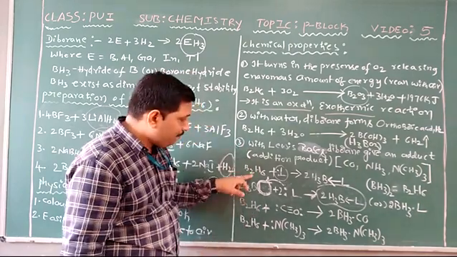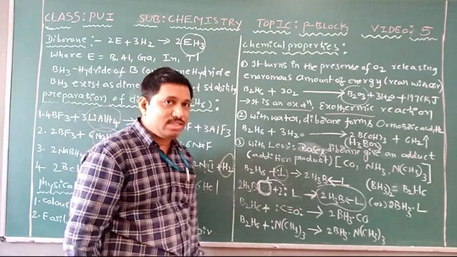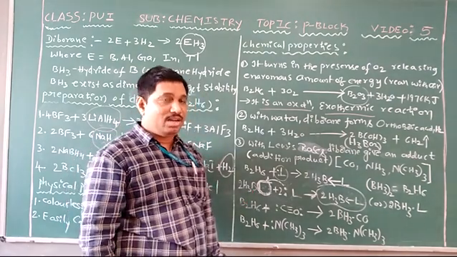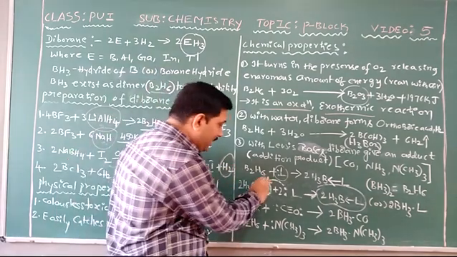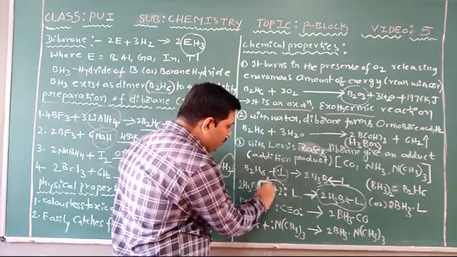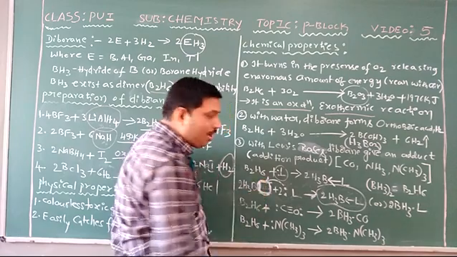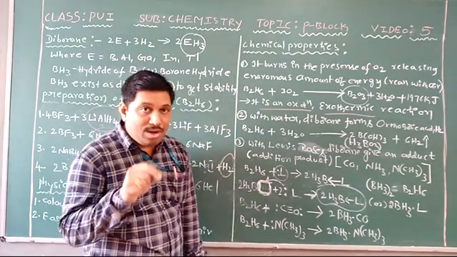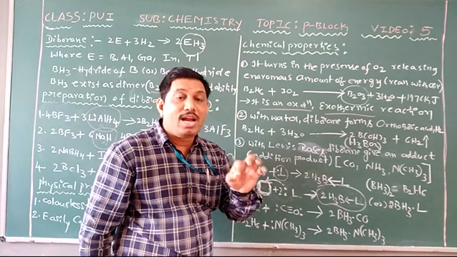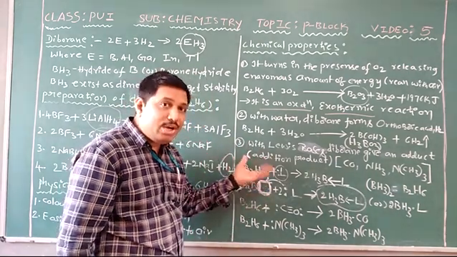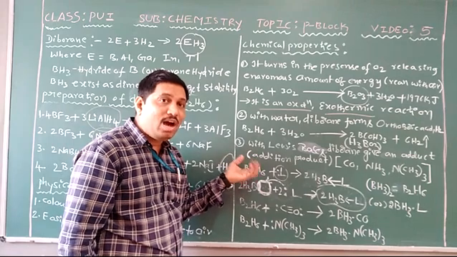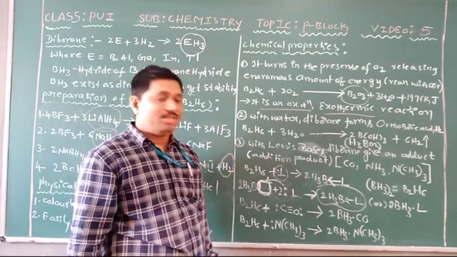Hence, diborane B2H6 can be written as 2BH3, which contains an empty orbital. The boron atom of diborane contains an empty orbital. Hence, it is ready to accept one electron pair, or one lone pair, from a Lewis base.